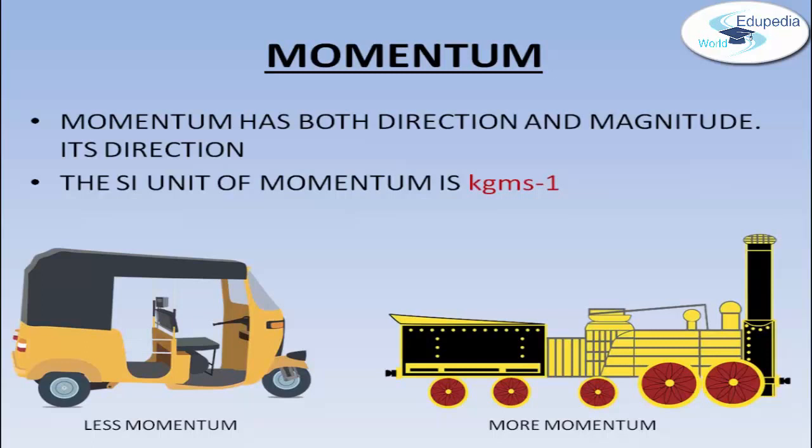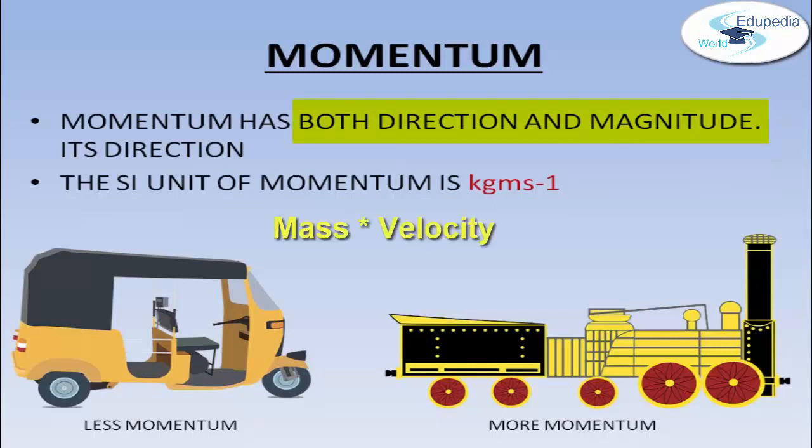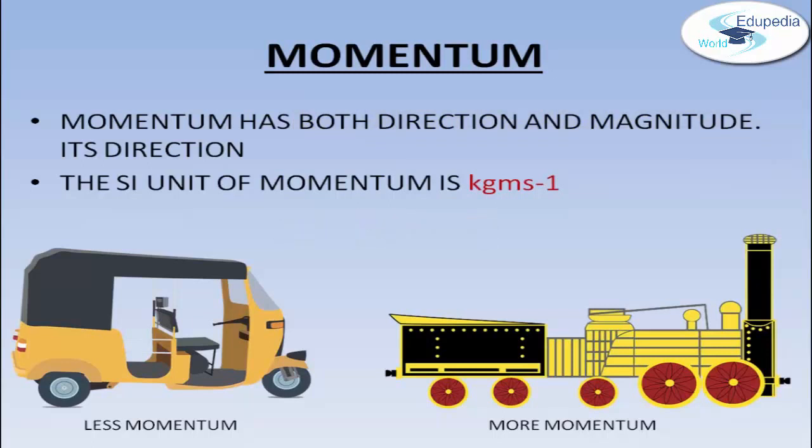Now, momentum has both direction and magnitude. Why do I say that? First of all, it is m into v, that is mass into velocity. So m has some quantity, and velocity as such is a vector quantity because velocity has speed and direction both. So that's why the product of mass and velocity becomes a vector quantity. The SI unit of momentum is kg meter per second.